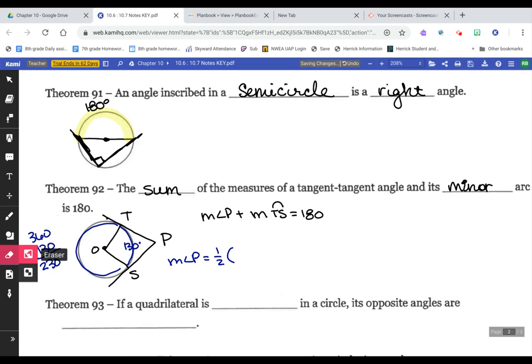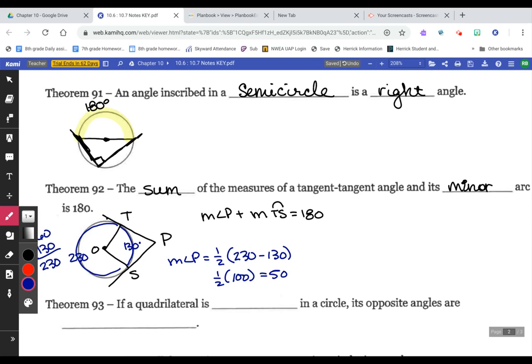So 230 is right there. So it'd be 1/2 of 230 minus 130. Well, this would be 1/2 of 100, which gives you 50. So now this new theorem is stating that this angle and the minor arc are going to have a sum equal to 180, which they do.